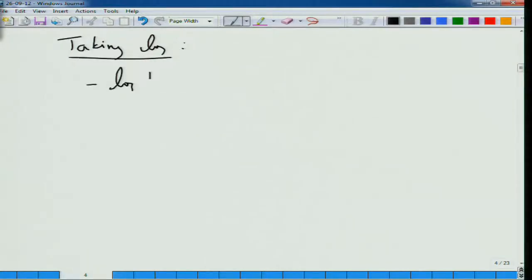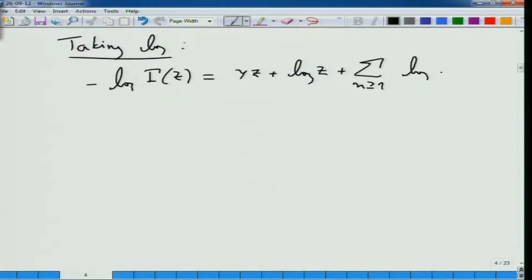Minus log of gamma z equals small gamma z plus log z plus summation n greater than or equal to 1 of log of (1 plus z over n) minus z over n. Okay.